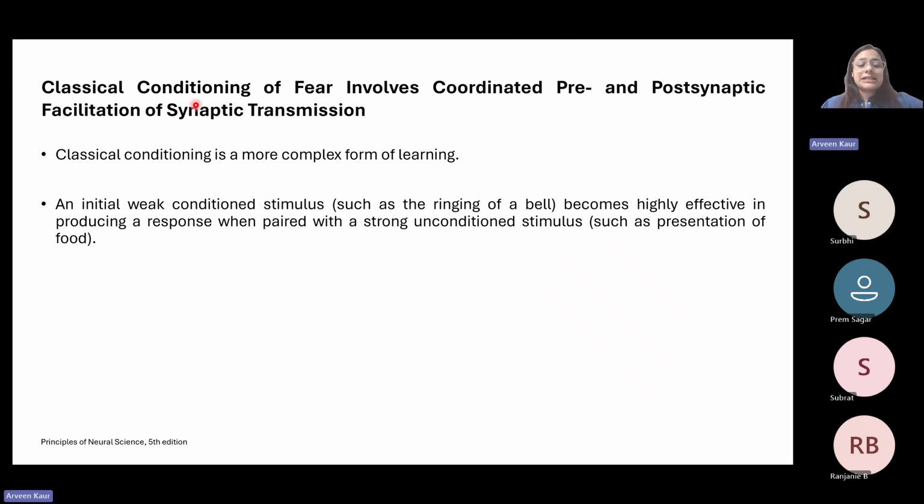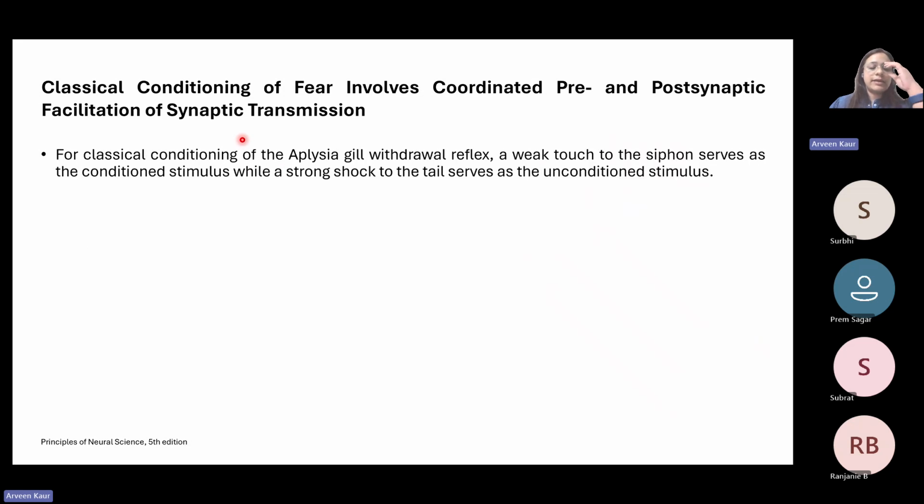Then comes classical conditioning. Classical conditioning of fear basically involves coordinated pre and post synaptic facilitation of synaptic transmission. Right? Classical conditioning is a more complex form of learning than what we were already seeing. An initial weak conditioned stimulus becomes highly effective in producing a response when paired with a strong unconditioned stimulus, such as presentation of food and ringing of a bell.